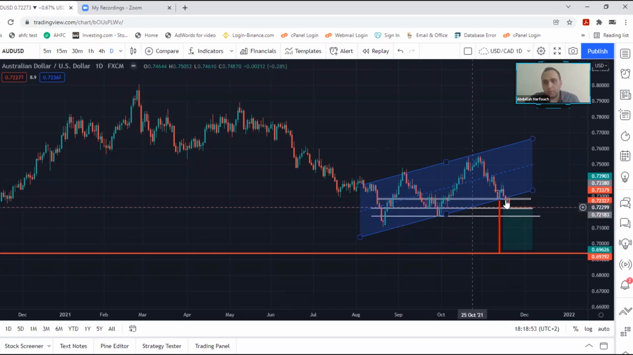Okay, of course we can have a retracement. Of course we can have a retracement up and then move down for a daily, but we never know. As per our studies, we might see a big fall for the AUD. Okay, so this is for the sell.